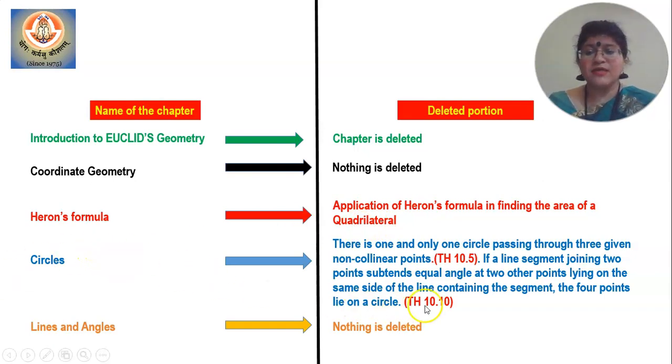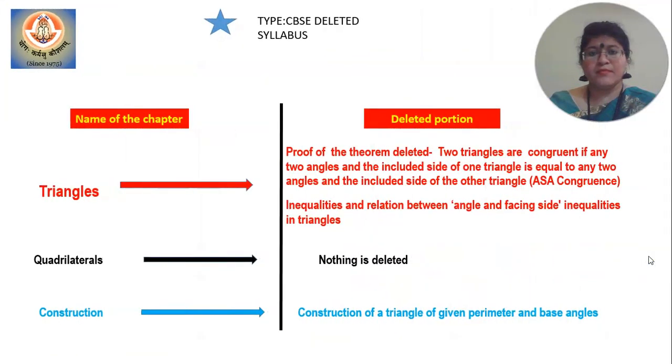Then from circle, these two theorems are deleted, theorem 10.5 and theorem 10.10. From lines and angles, which we will be doing next week, nothing is deleted. Like I said, you just have to type CBSE deleted syllabus and you'll get the list of things which are deleted from mathematics. Then the next chapter, triangles, which we'll be doing later after lines and angles.